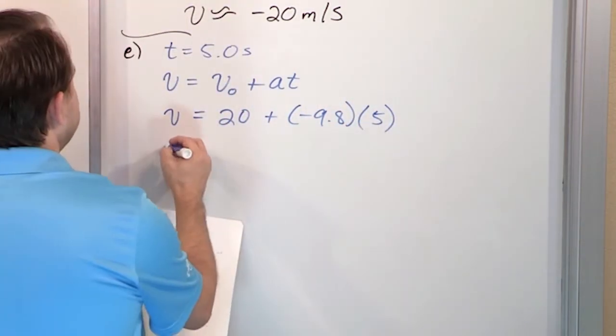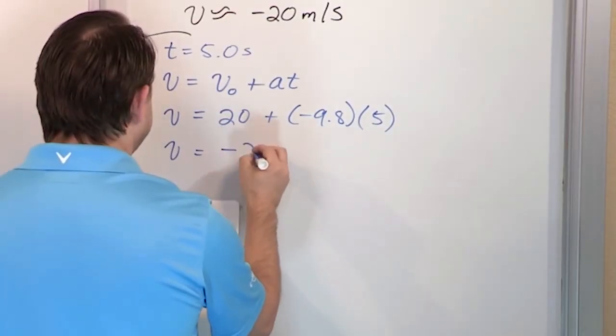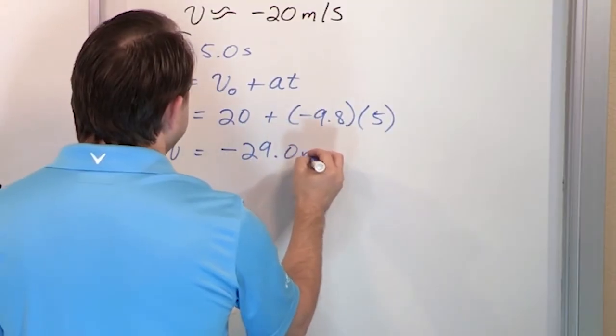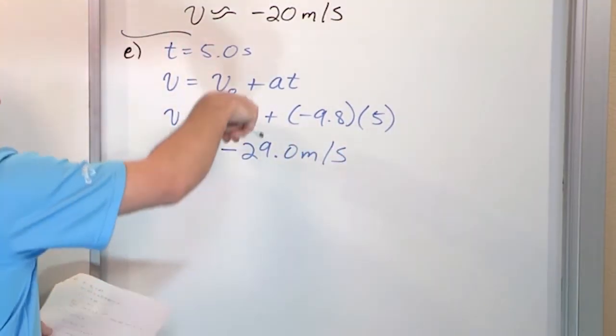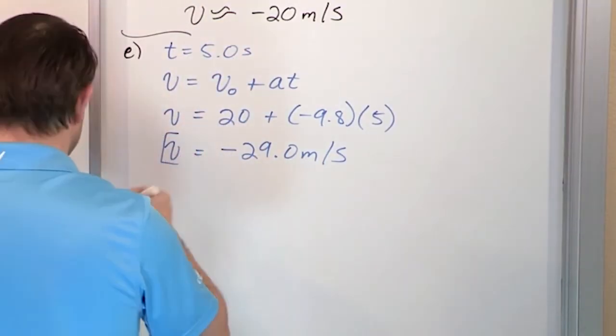And then what I'm going to get, when you multiply these, subtract it from the 20, you'll get negative 29.0 meters per second, which is negative. It's a velocity going down, which makes sense because the rock is traveling in the down direction.